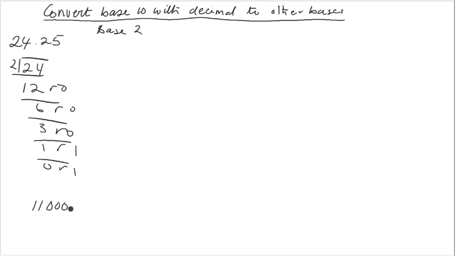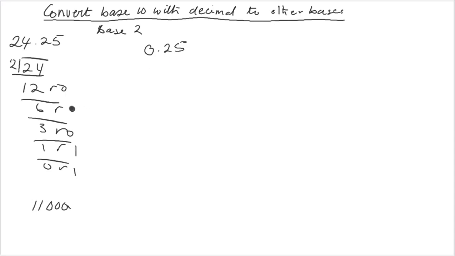11000. Alright, point this one. So now it's left with 0.25. So to convert the decimal part, the 0.25, now we'll do the opposite of what we did here to get these remainders. We're dividing the whole number part by 2 and keeping the remainders, and when we finish we wrote the answer from bottom up.